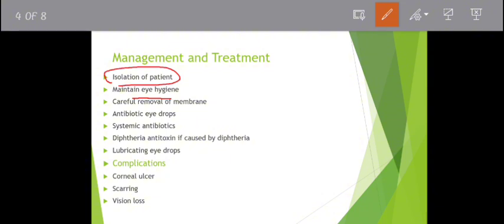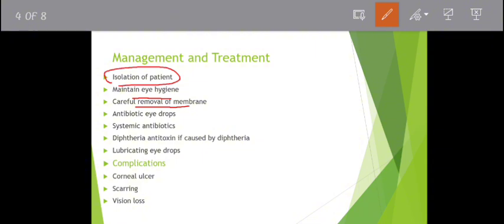Careful removal of the membrane is needed. We cannot remove the membrane by ourselves, so we have to go to the doctor and the doctor will remove it. During the removal there may be bleeding.